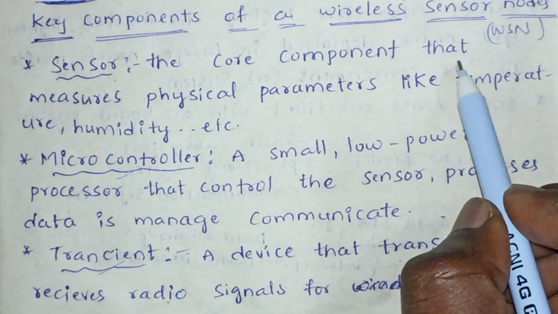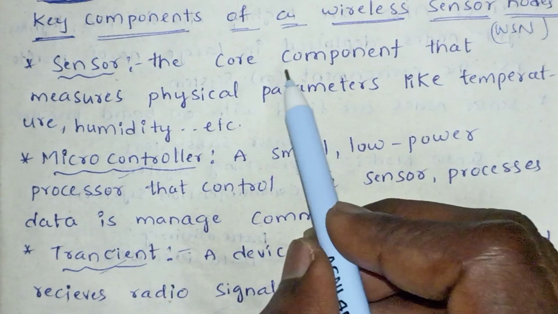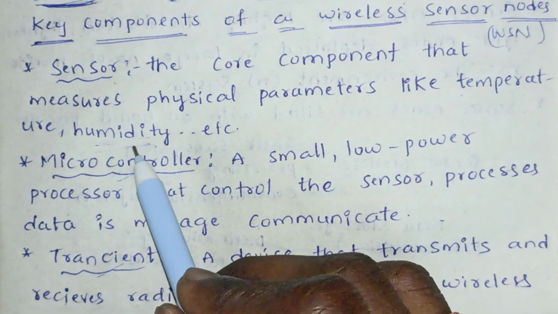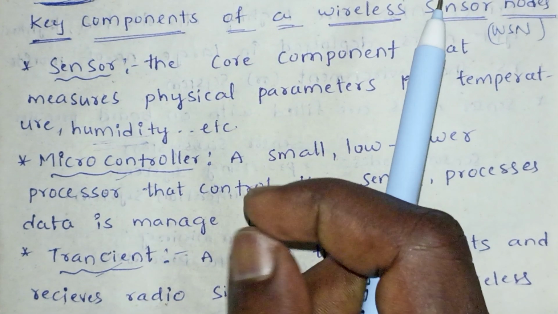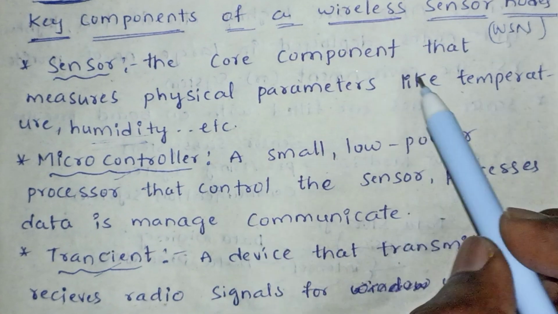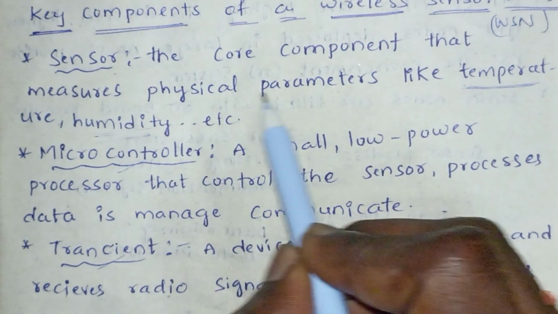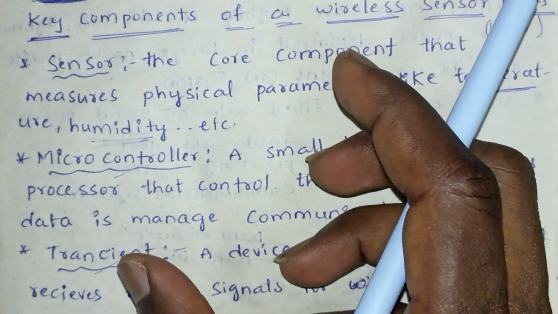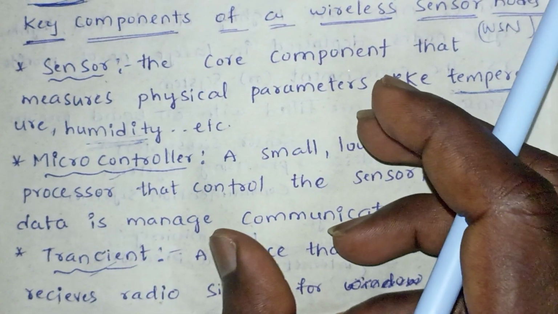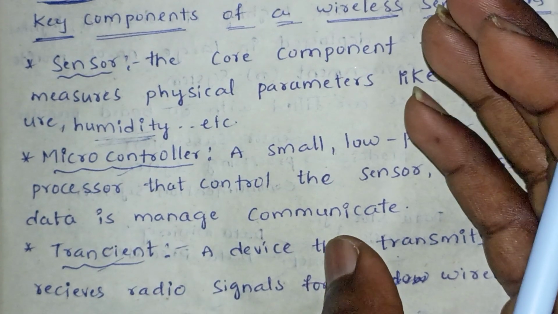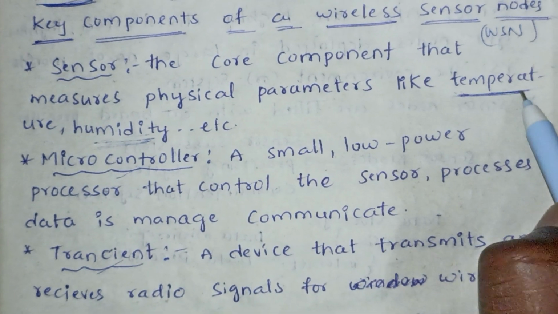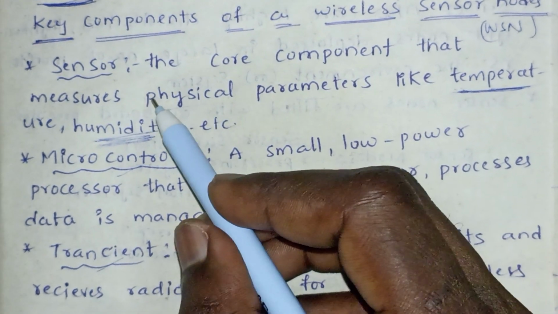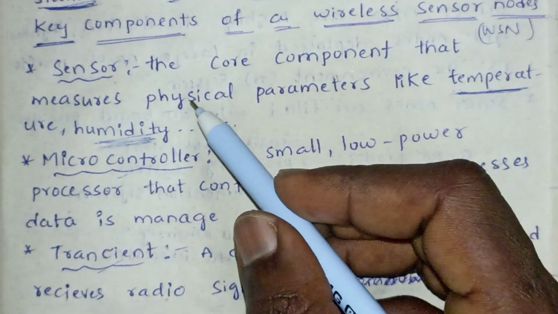Sensor: the core component that measures physical parameters like temperature and humidity. The sensor can sense the environmental conditions and physical parameters like temperature and humidity. It can detect conditions, such as whether the environment is rainy, and determine the temperature and the environmental humidity. It senses the environmental condition and passes it to the base station.